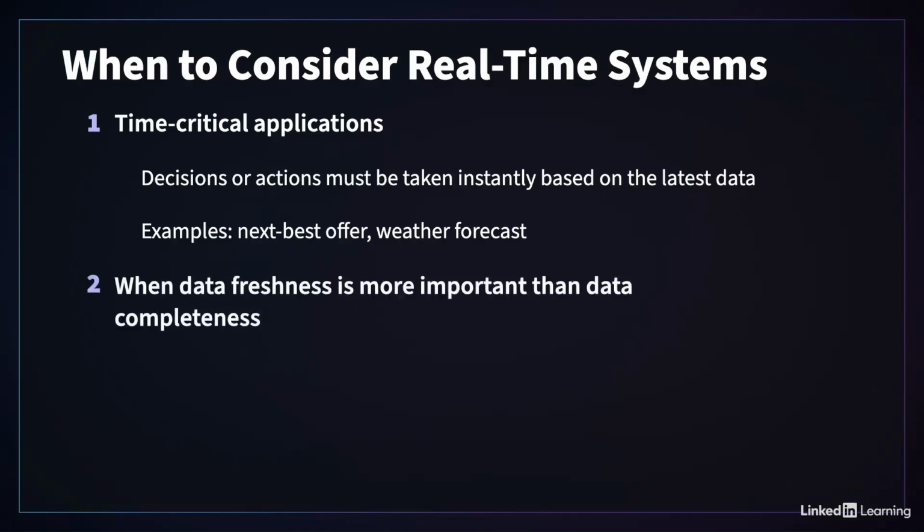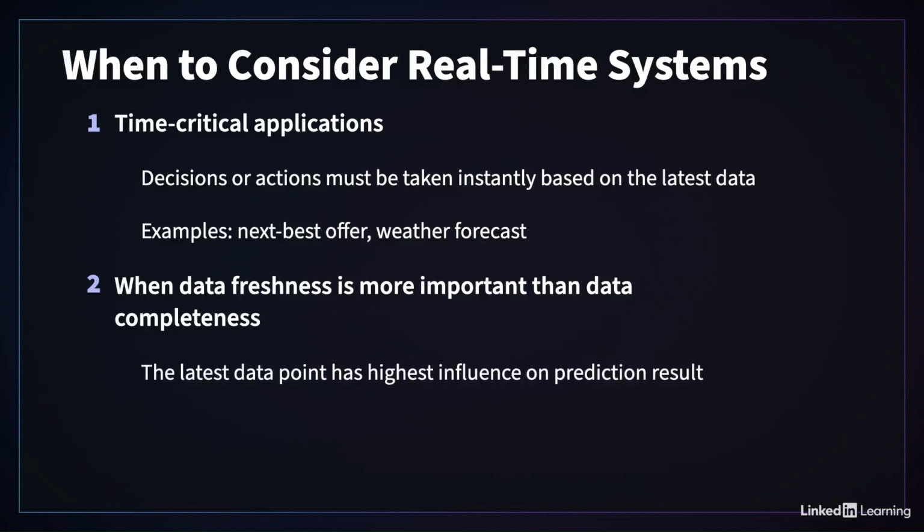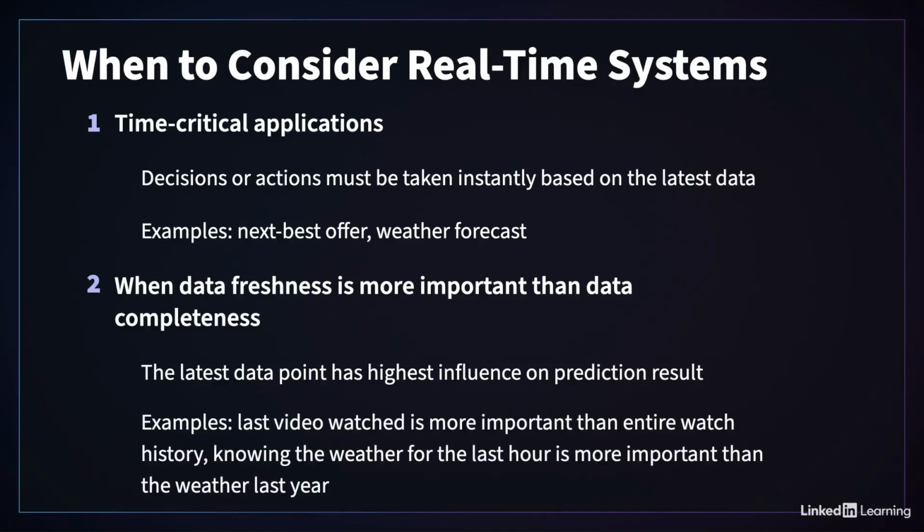Another scenario where real-time is essential is when data freshness is more important than data completeness. In some cases, the most recent data points have the highest influence on the prediction result. For instance, if you want to predict the next relevant video for a user to watch, knowing what they just finished watching might be more relevant than the entire watch history.